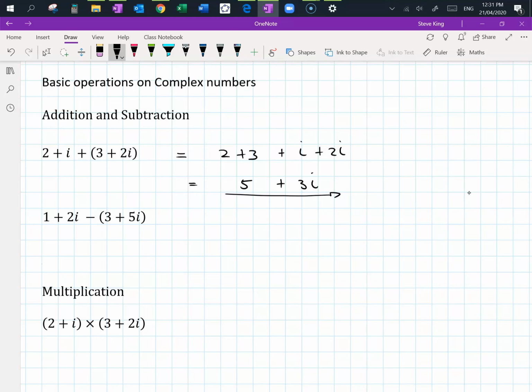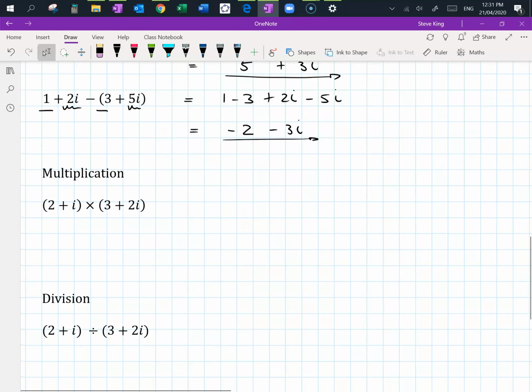If I were to take them away, I'd follow exactly the same process. So this is going to be 1 minus 3, because those are the two real parts that I've got. And then I've got imaginary parts over here, so that's going to be plus 2i minus 5i. And so I can think of this number now, once I've simplified this out, as being minus 2 minus 3i. And so we are able to add and subtract complex numbers.